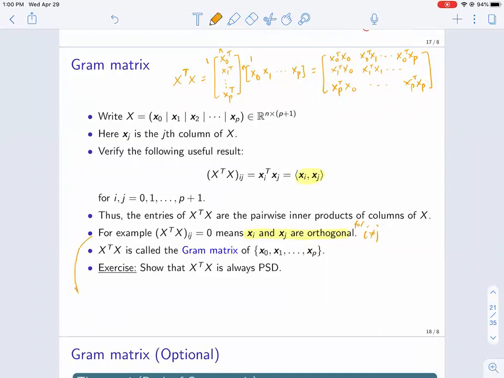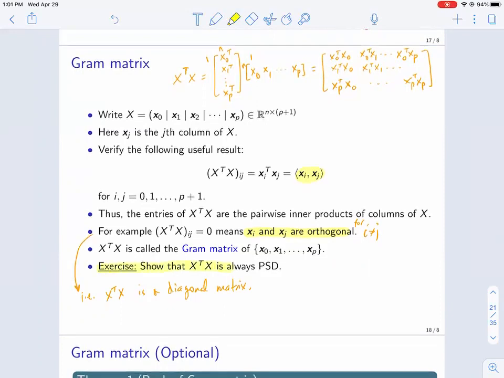i.e. X transpose X is a diagonal matrix, this means that these pairwise inner products are 0. So this matrix has interesting, useful information. And one property that you can show as an exercise using the definition: show that X transpose X is always positive semi-definite. This is useful in some applications.